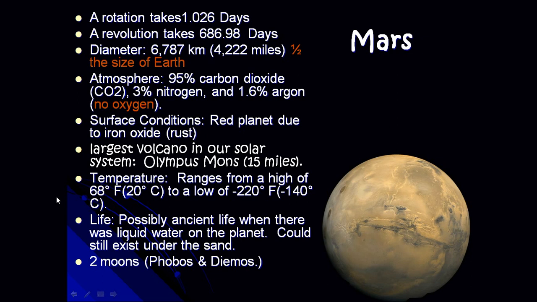Mars also features 2 satellites. They are known as Phobos and Deimos. Those are the 2 moons associated with Mars.